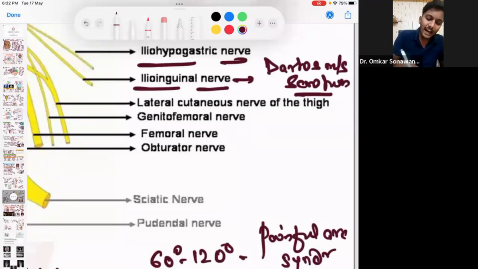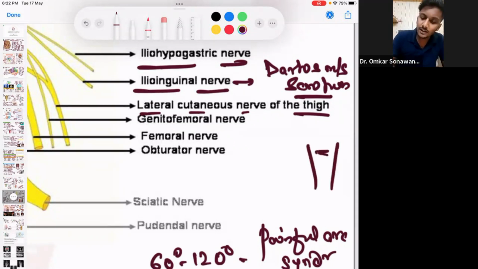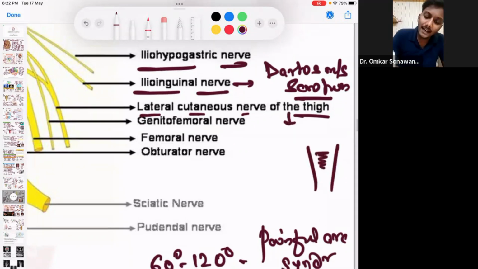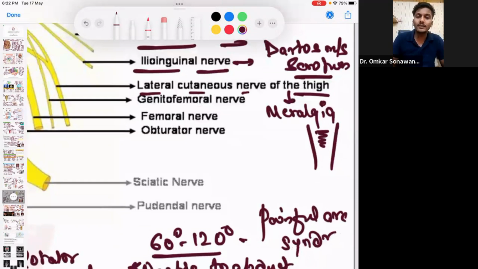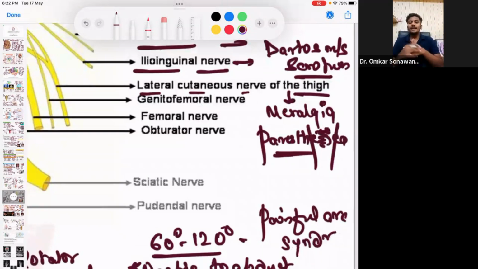Then we also have a lateral cutaneous nerve of thigh. And if the lateral cutaneous nerve of thigh is affected, there would be loss of sensation from the lateral aspect of thigh. And that is what is called as injury to lateral cutaneous nerve of thigh. It is called as meralgia paresthetica. So meralgia paresthetica is due to injury to which nerve? Lateral cutaneous nerve of thigh.